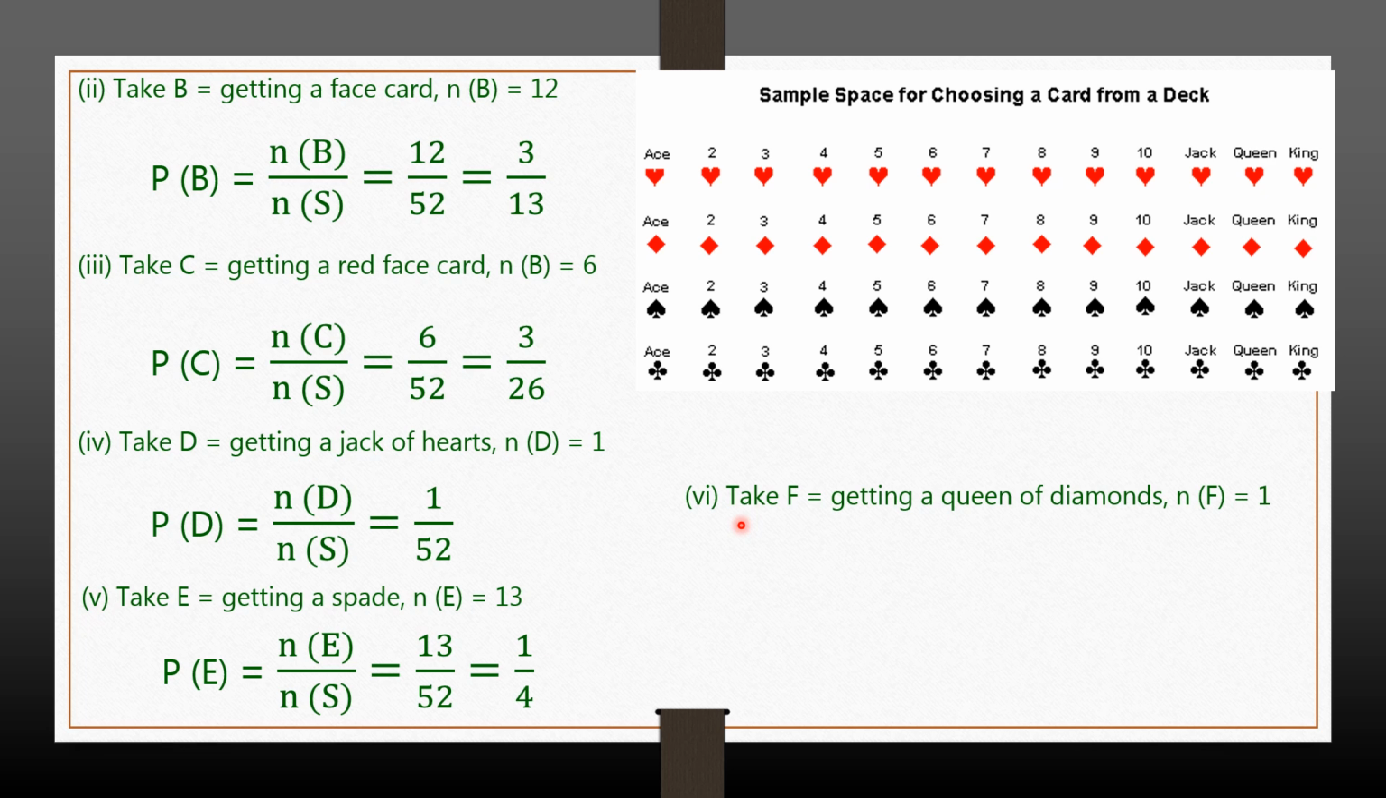Now go for the next event, that is take F is equal to getting a queen of diamonds. You should get a queen card and it should contain the diamond symbol. Now we have 4 queens, but among those, we should get the queen of diamonds. Queen of diamonds, only one card is there. Therefore, number of favorable cards to the event F is only 1. Let's say n of F is equal to 1. Now apply the formula for probability. P of F is equal to n of F by n of S, that is 1 by 52.